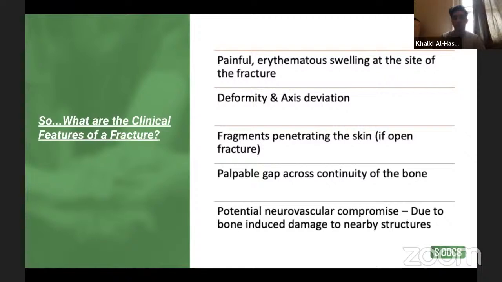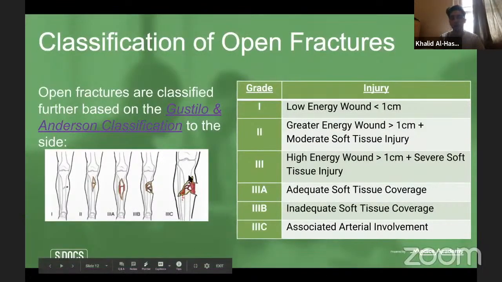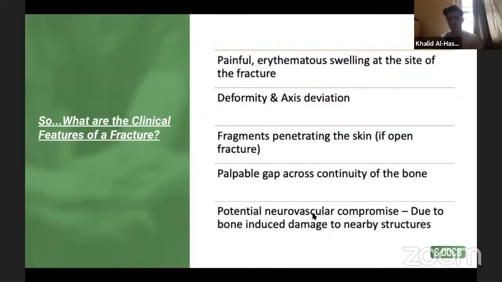A palpable gap. This is only natural as there is loss of continuity of the bone. And potential neurovascular compromise. If there are nearby structures, such as an artery, a vein, or a nerve, there is a chance that a fracture may cause neurovascular compromise. And this is when things are a little bit more serious. Going back to the Gustilo and Anderson classification, associated arterial involvement comes under the umbrella of neurovascular compromise, and therefore is something that we need to be a little bit more mindful of.